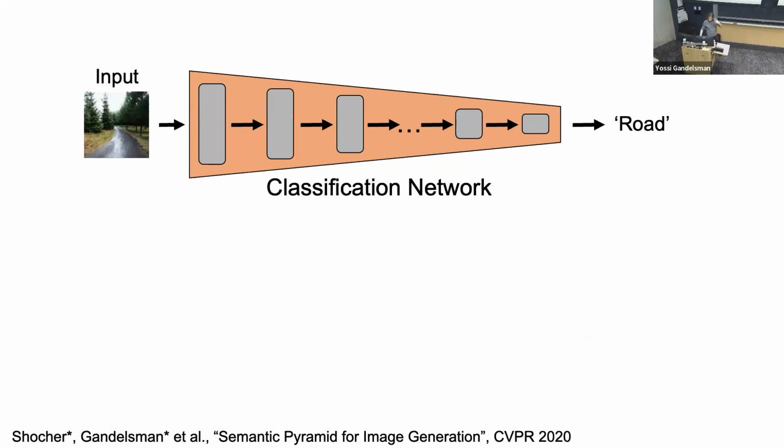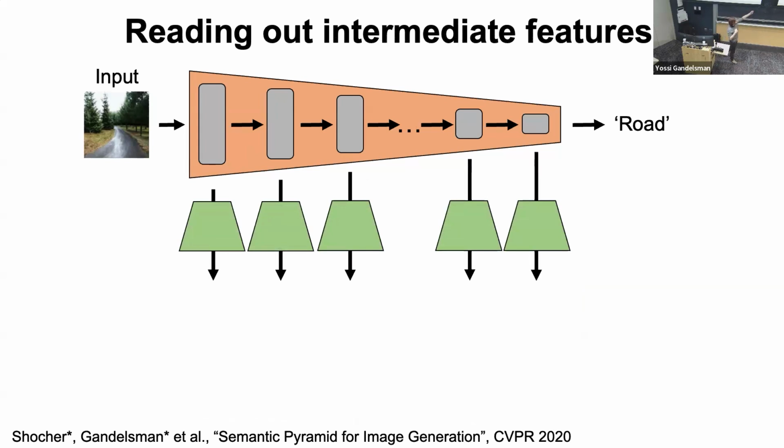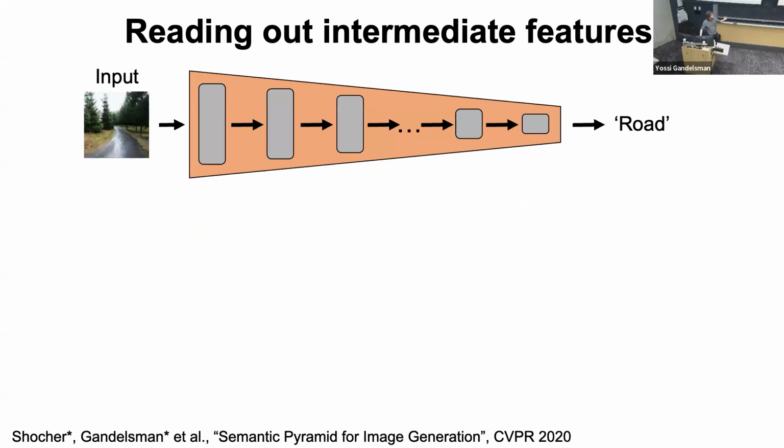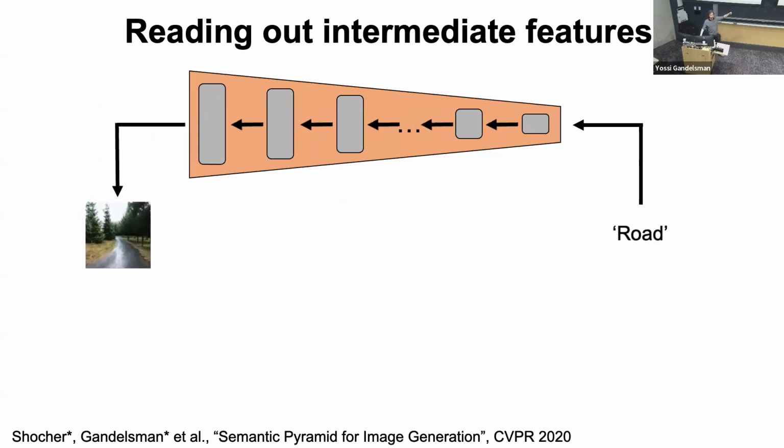So what we would really like to do is to somehow read out, right? Take an intermediate feature and try to understand what this intermediate feature actually represents, in a language that we as humans can interpret, can understand. So in 2020, we tried to do that. The way that we did it is by reversing this process.